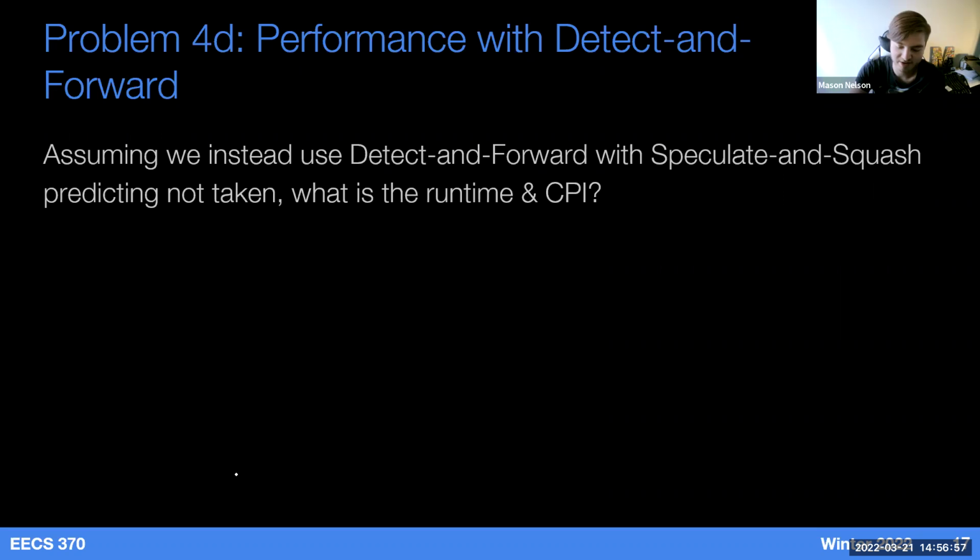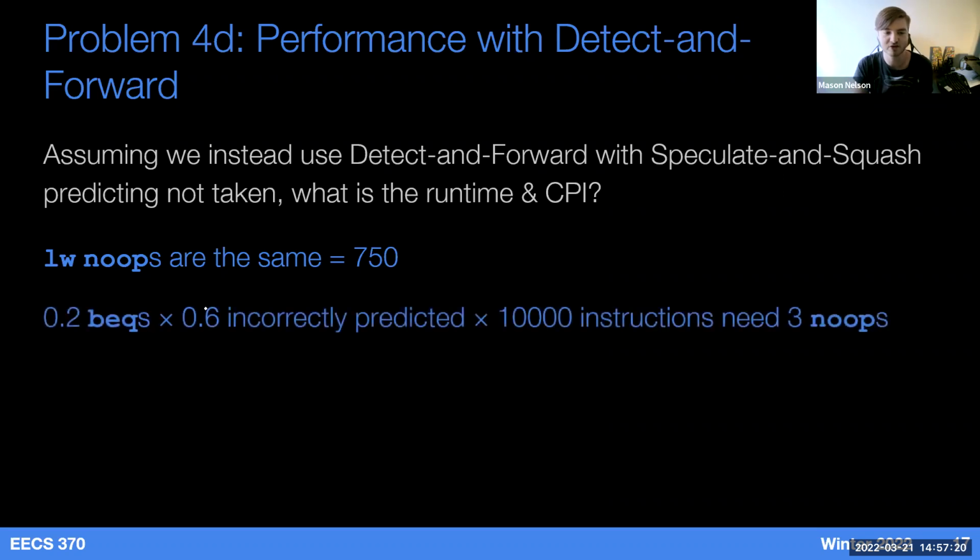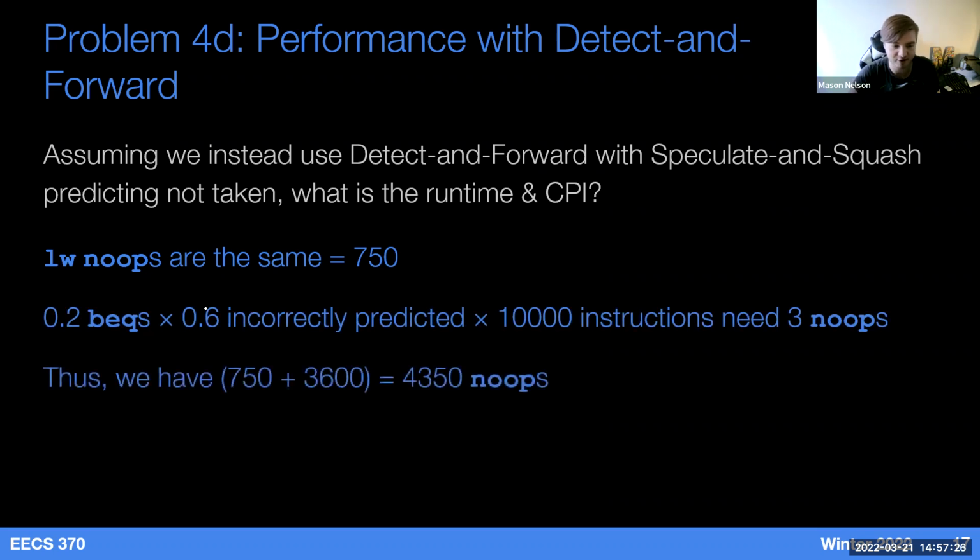Now our data hazard NOPs are going to be the same, since this only affects our control hazards. Instead of multiplying every single BEQ by three NOPs, we're only going to multiply the number of mispredicted branches by those three NOPs. And those three NOPs are not going to be inserted anymore; they're going to be overriding squashed instructions. So we'll take our 2,000 BEQs, multiply that by 60%, and that will get us 4,350 NOPs for control hazards. So we've only shaved off about, like, 1,800 or so, 1,400, and actually 2,400.